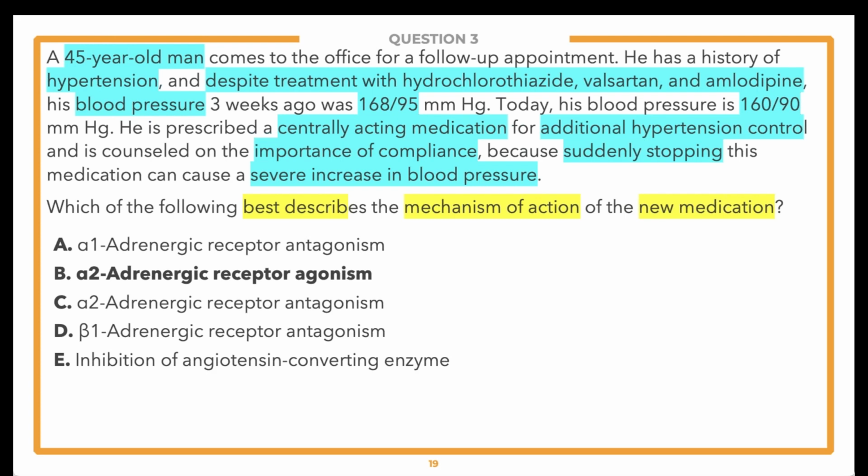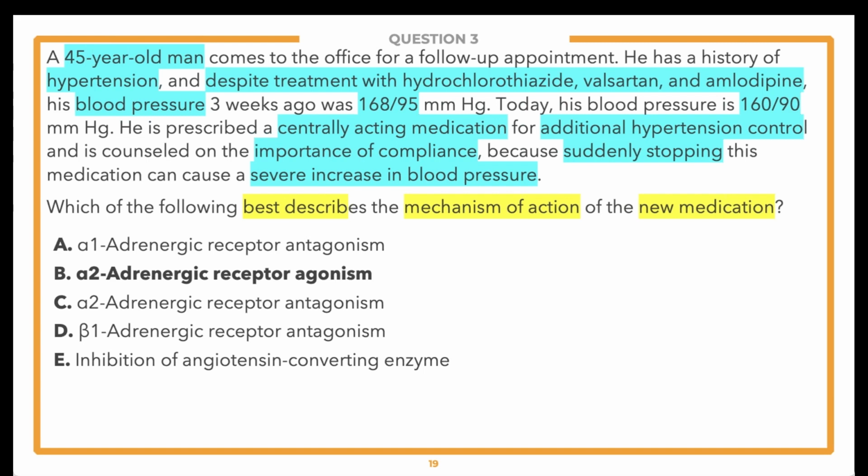And that's because you have this rebound hypertension as a result of the sudden increase in sympathetic outflow. So once you stop that medication abruptly, you're going to have rebound hypertension. It's a very, very important buzzword for that drug, clonidine. So that's why the answer choice is B, and that's why B is correct.